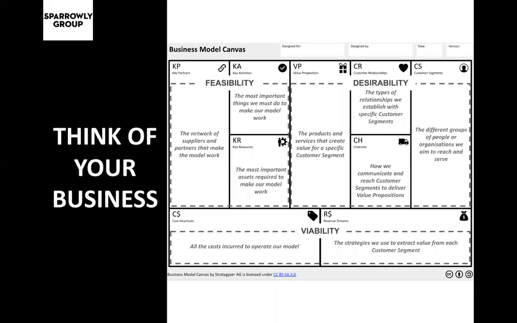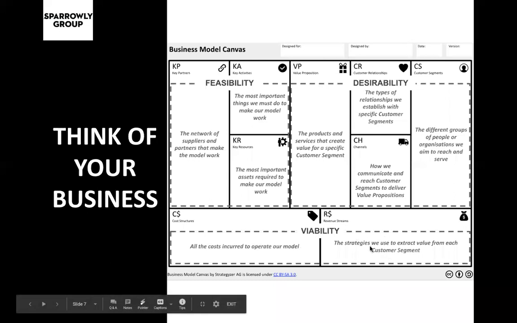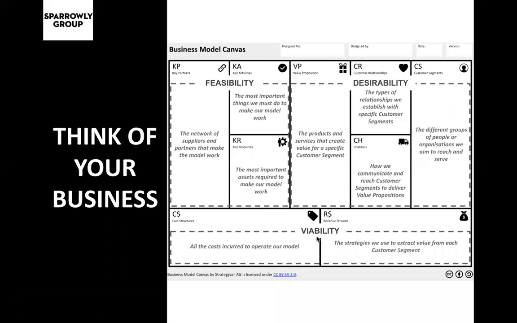Now let's take a closer look at the canvas. There are 9 boxes or building blocks which identify the desirability of your business, the feasibility of your business, and the viability of your business. We start with the right-hand boxes of customer segments, then the value proposition, your channels and customer relationships.